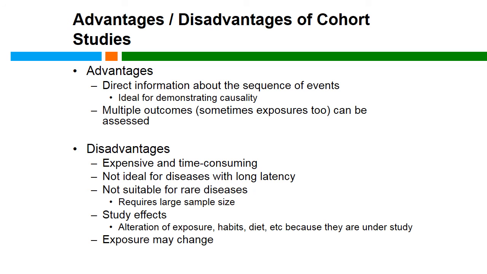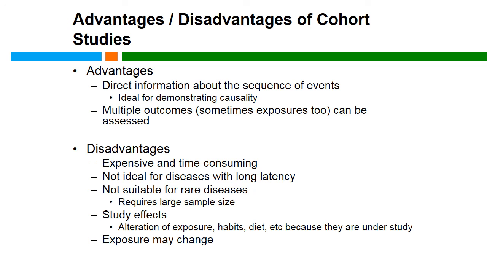Some of the disadvantages of cohort design is of course the expense and the time required. Cohort studies are also not suitable for diseases with long latency since you're going to need to follow the participants until they develop the disease, and you're just not able to do that for diseases that develop over the course of 20 or 30 years. Cohorts are also not suitable to study rare diseases because the sample sizes that would be required would just simply be too large to be able to feasibly do this type of study.